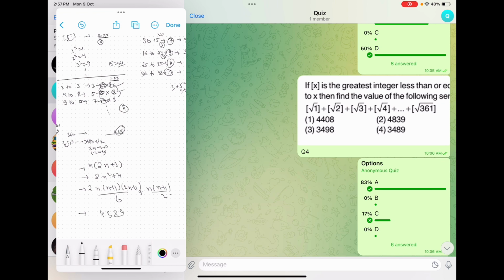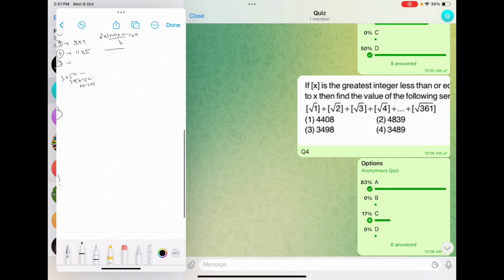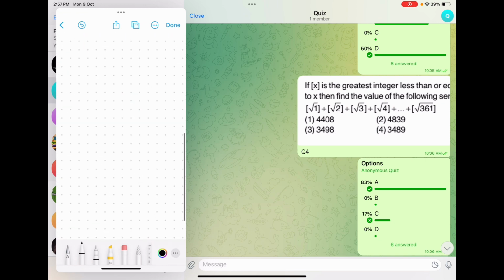Use the on-screen calculator. Now we have one term left, root 361. This is 19, so just add this as well. So adding this, we'll get 440. That is the answer to this question. That's it, done. Last one.